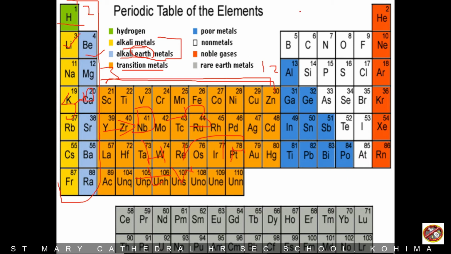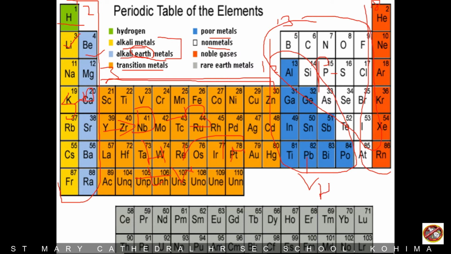All right, now next is from here, 13 to 18. This is your P block, in which you will have poor metals or non-metals. This white area is where you have your non-metals, and you have your noble gases. Before I go to the noble gases, can you see this area, the blue area, the poor metals?